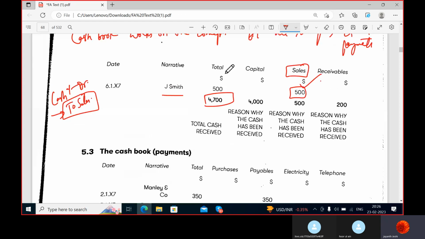So 4,000, 200 and 500. The total happens to be 4,700 for capital. In the form of capital, my business received 4,000. In the form of sales, since I made sales to people, they paid, I got 500 from them. Then one of the receivables, J Spalding, has made us a payment. I got 200 from them. Okay, so this is the division.